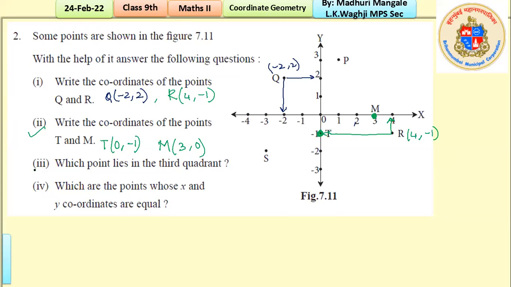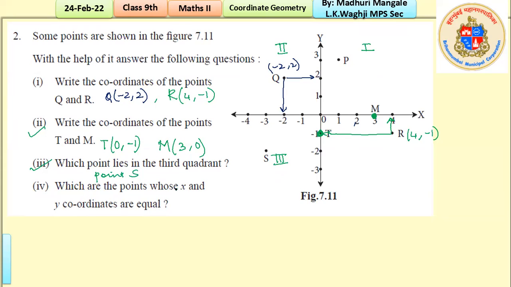Now look at the third one. Which point lies in the third quadrant? We start from here. This is the first quadrant. That's the second. Moving anti-clockwise, that's the third quadrant. So which point do you see in the third quadrant? That's point S, capital S.